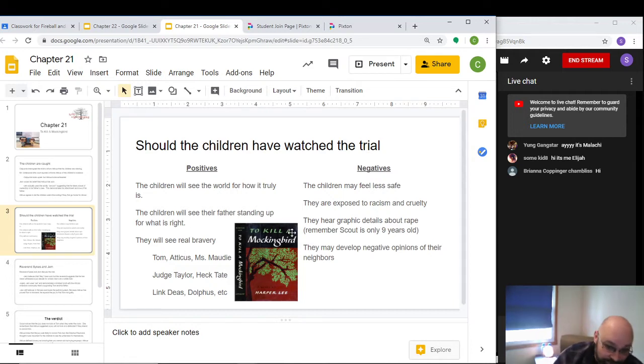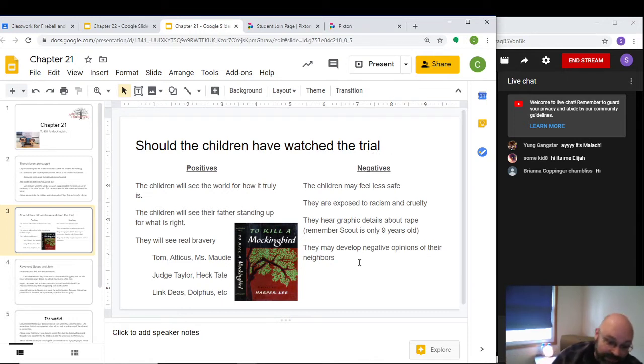Negatives for why the children probably shouldn't have been at the trial. This might make them feel less safe in their town. Their town up to this point has always been seen as a very safe place. However, now they're witnessing a level of hatred and cruelty that they really haven't been exposed to before. Also, they hear graphic details of rape. Remember, Scout's only 9 years old, so there were a lot of adults who voiced their opinion that Scout probably shouldn't have been in the room when that was gone over.